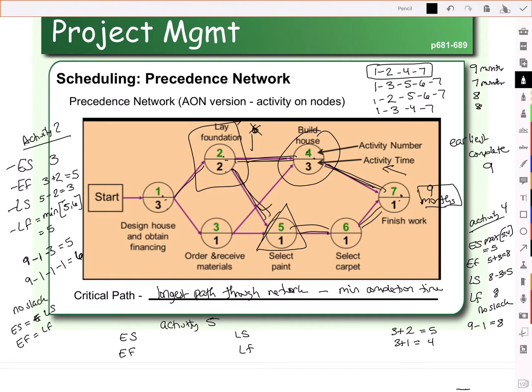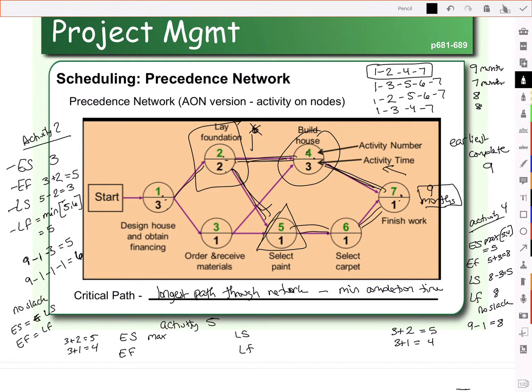So when we look at activity 5, early start, remember we need to go through the multiple paths to get there. So what comes before activity 5? Well, we can do activity 1, then 2. So that's 3 plus 2, which is 5. Or we could do activities 1, then 3, then 5, which is 3 plus 1, which equals 4. All right, do we go with the minimum or the maximum of those numbers? We go with the maximum.